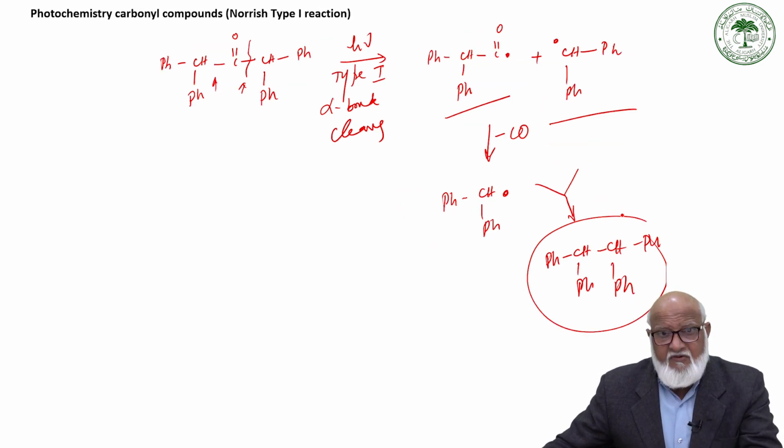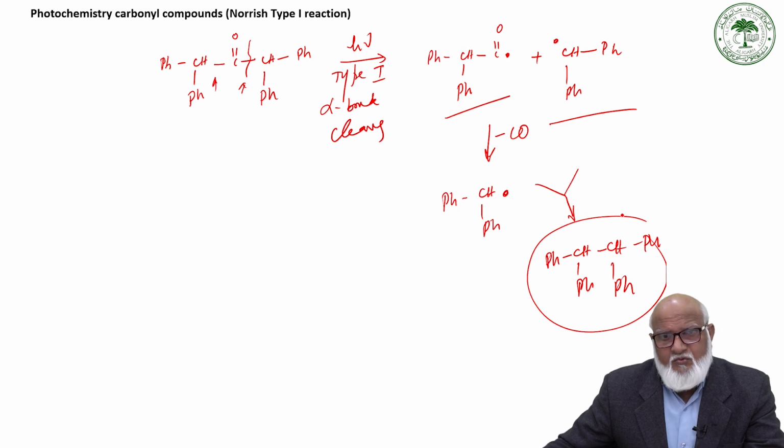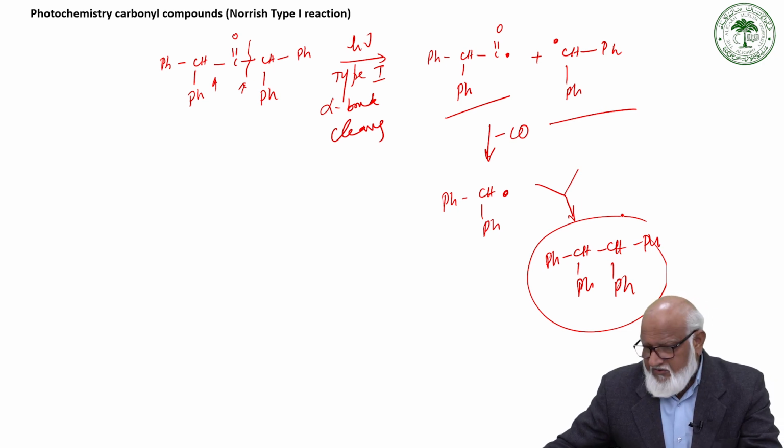This is another example. Just see the possible photoproduct formed during the Norrish type 1 reaction of this diphenyl substituted ketone. Now, going further, let us see the photochemistry of cyclic ketones.